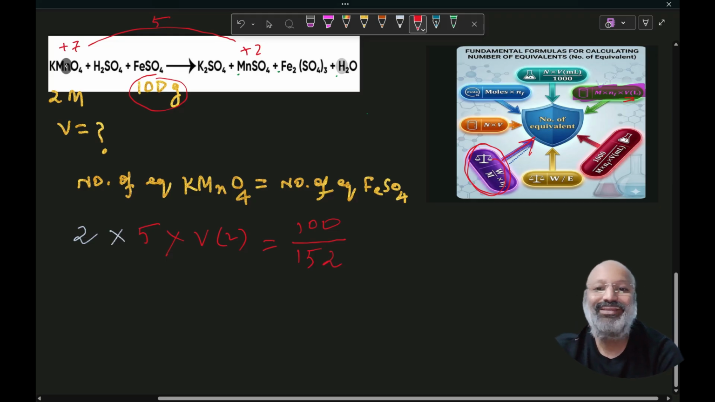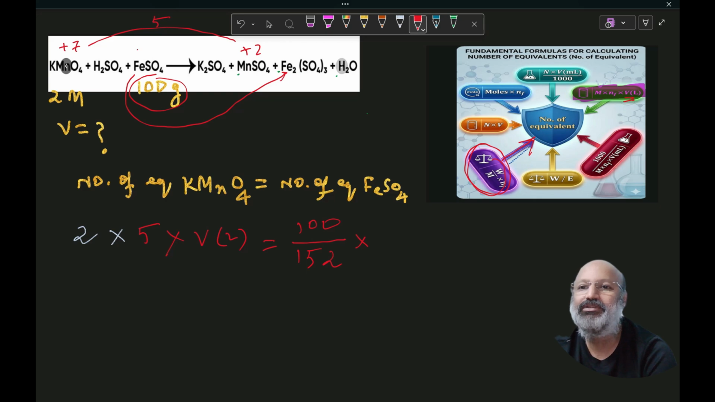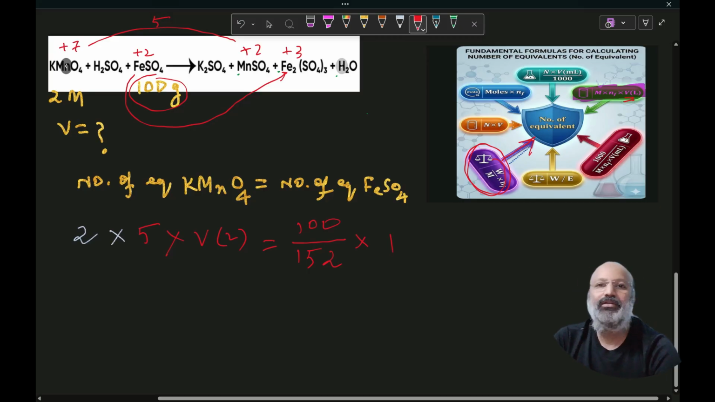Okay. Then I need to multiply with n factor. Now let's see what is the n factor here. You can see if I move from this point to that point, the oxidation state is +2 and here the oxidation state is +3. So the difference is 1. So n factor is 1. So into 1.